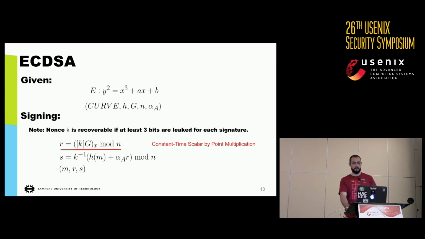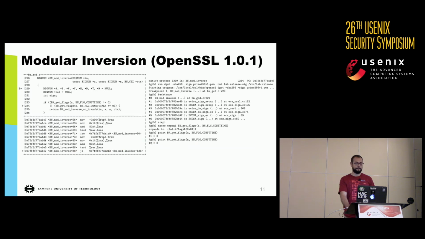So when you create a signature, R multiplies the nonce k by G, and that's done by a constant time scalar by point multiplication. So this has been exploited several times already. So what we looked for was some other place where we can exploit the k, and we saw this modular inversion of k, and we decided to take a look at how it is done.